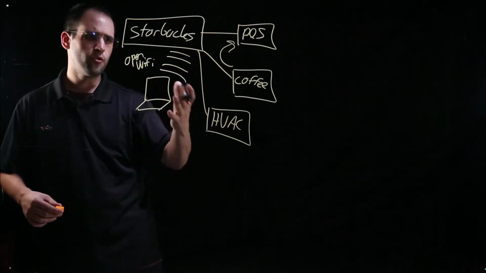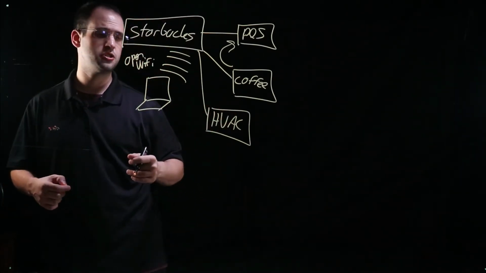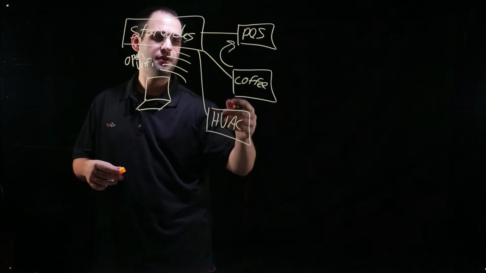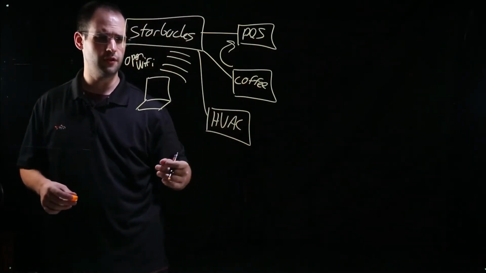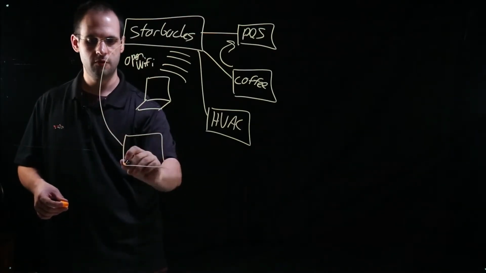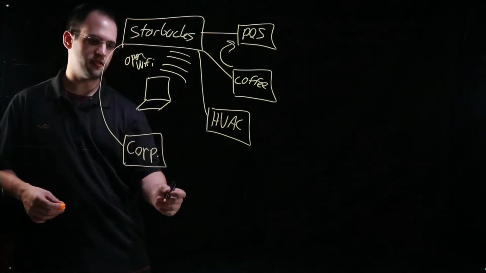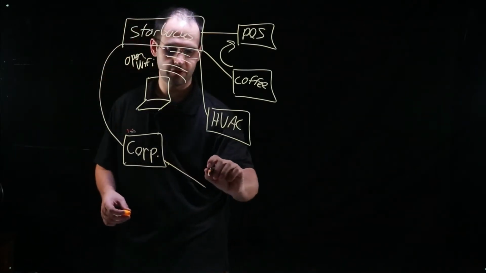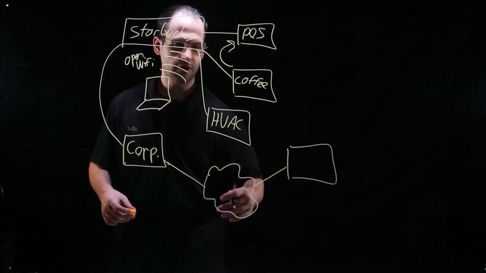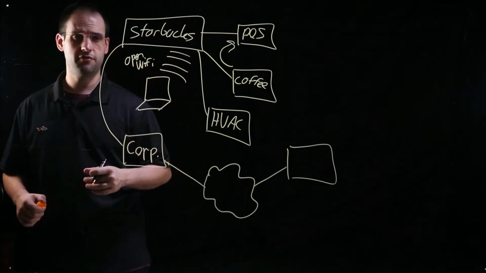And these are just four examples. We have an open Wi-Fi for the customers. We have an HVAC system for our heating, ventilation, and air conditioning. Maybe your coffee makers or point of sale system. There could also be a link back to the corporate network, which might go out over the internet, and then back to another corporate location. Starbucks has many different networks, and many organizations have many different networks.